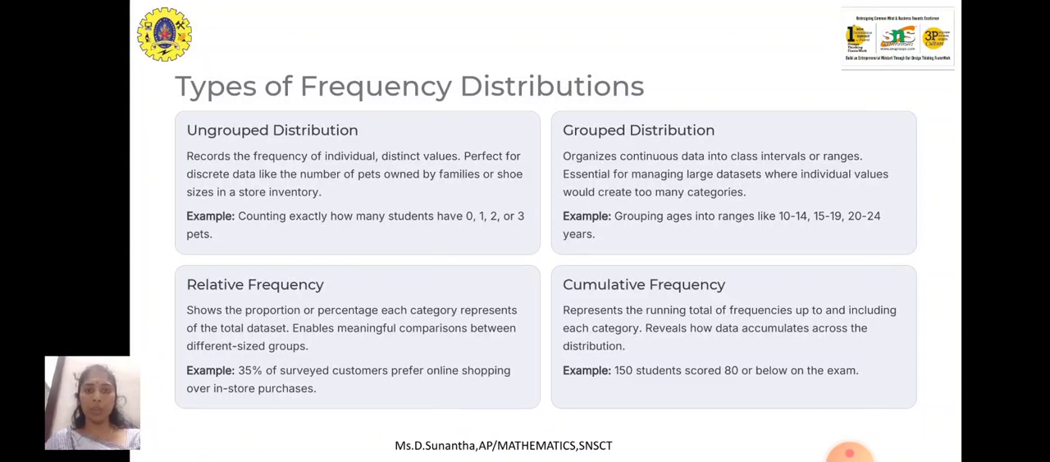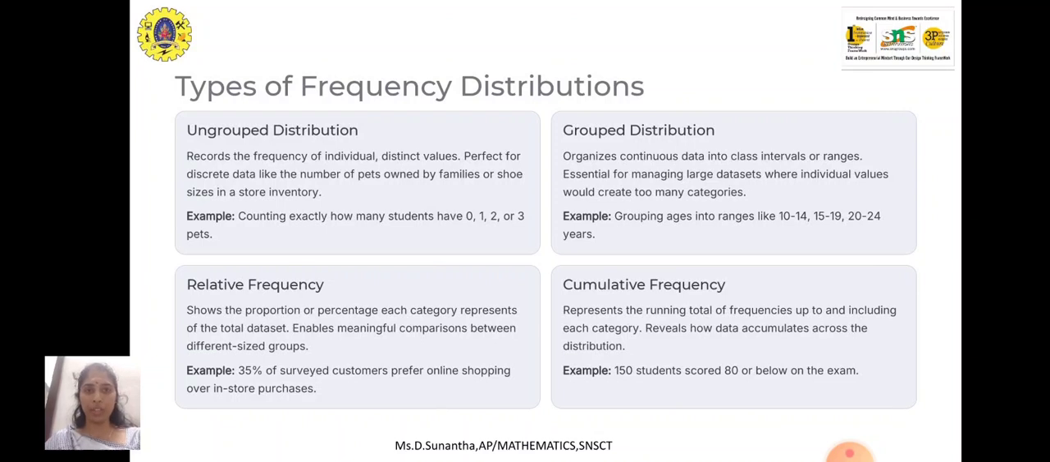For example, counting exactly how many students have 0, 1, 2 or 3 pets. So next is grouped data, which organizes continuous data into class intervals or ranges, essential for managing large data sets where individual values could create too many categories. Example, grouping ages into ranges between 10 to 14, 15 to 19, 20 to 24 years.